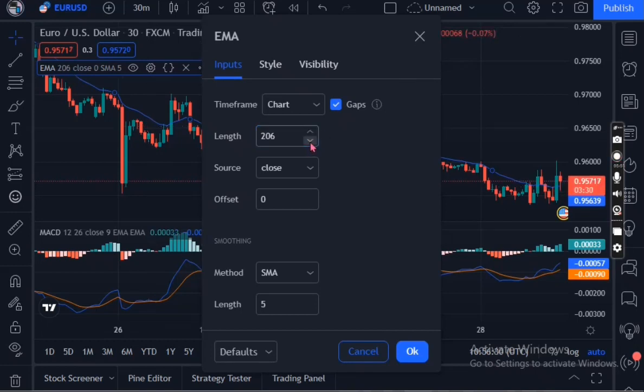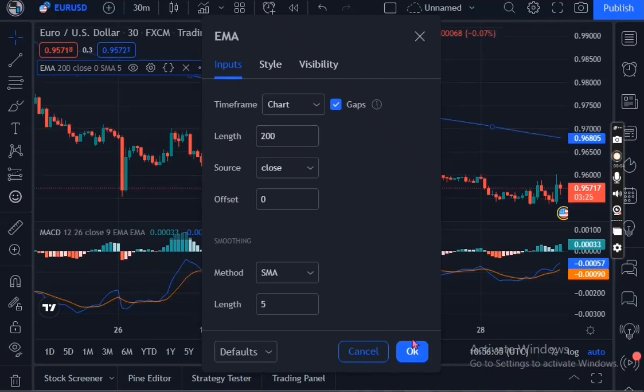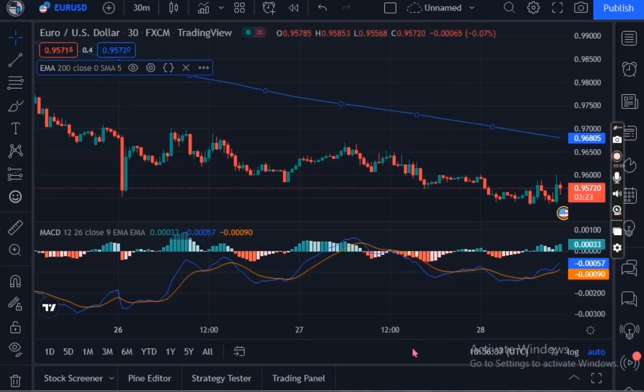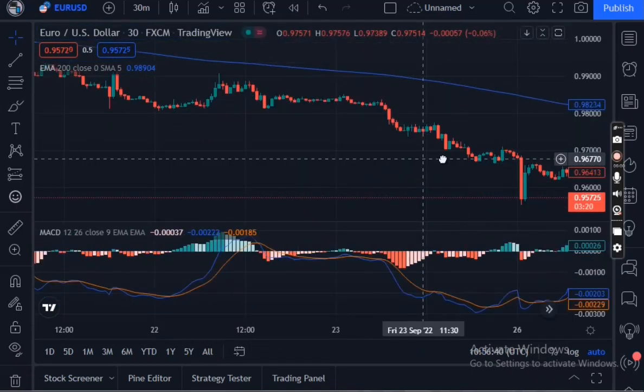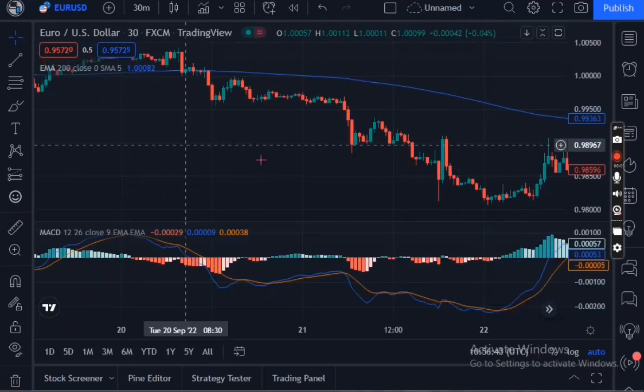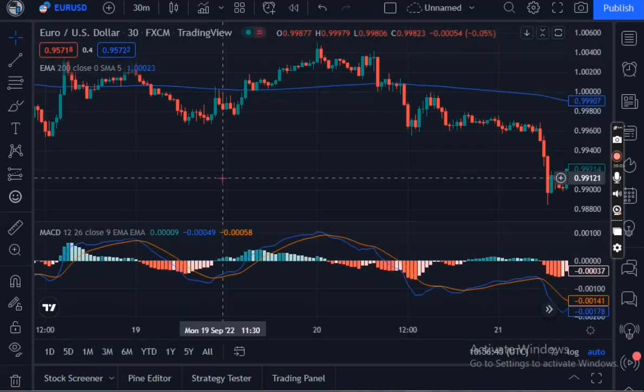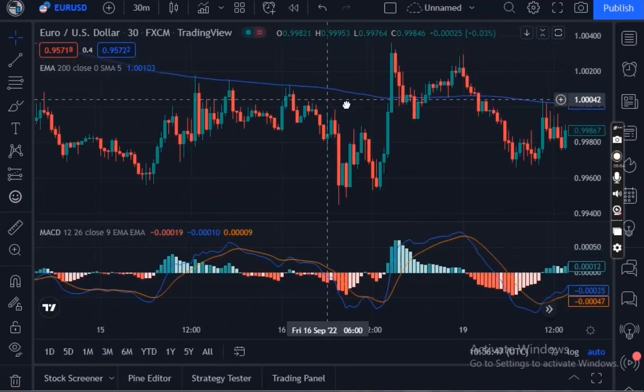Perfect. And I'm going to press OK, and that is it. So this is another signal that will help us to know if we are actually going right. So when we use the two together, we actually make a perfect trade.